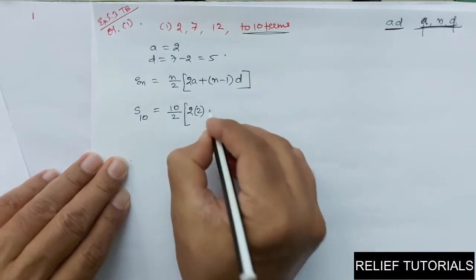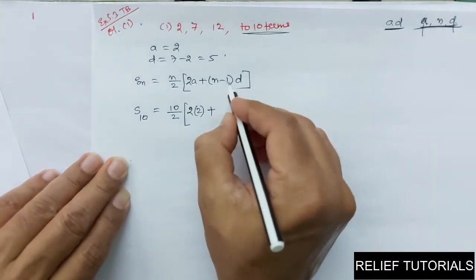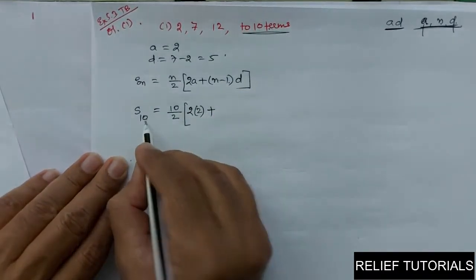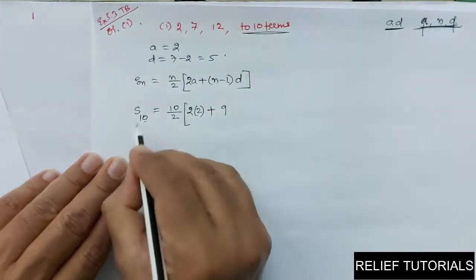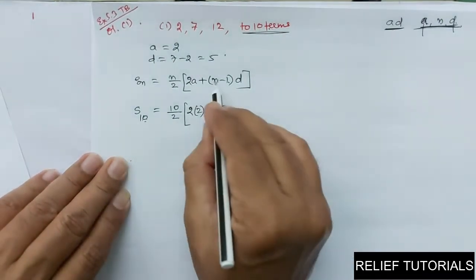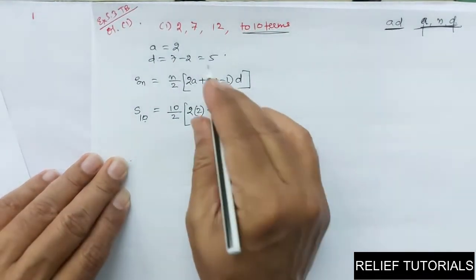Now S10 is equal to 10 by 2 into 2 into the first term, the first term is 2, plus n minus 1. Sum to 10 terms, n is 10, so 10 minus 1, 9. If it is 10, you will write 9 here. Why? Because n minus 1. The difference d is 5.